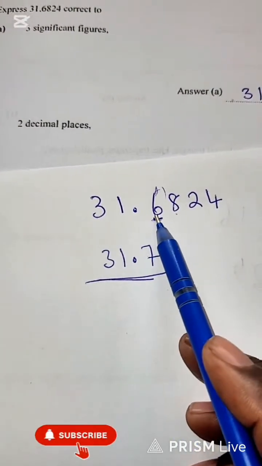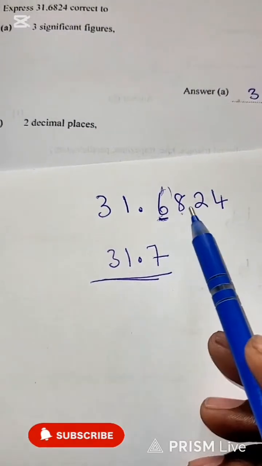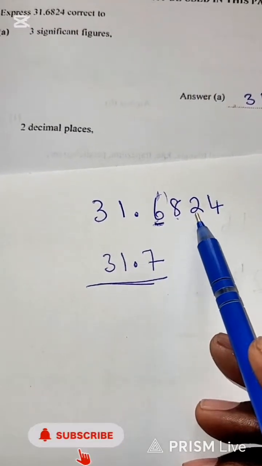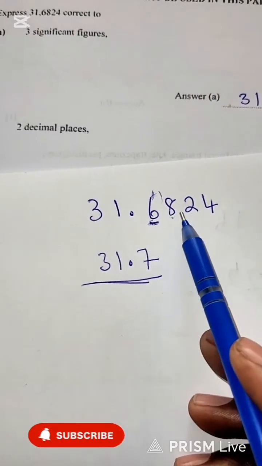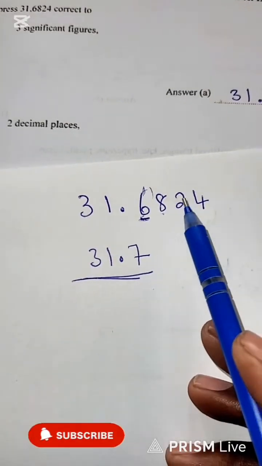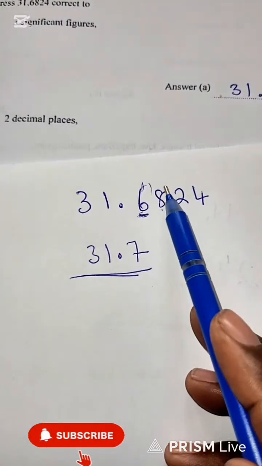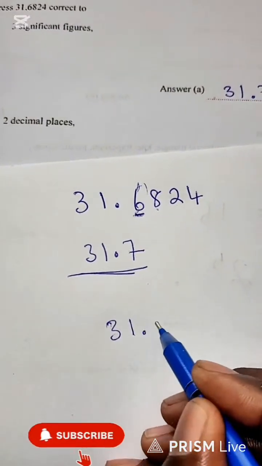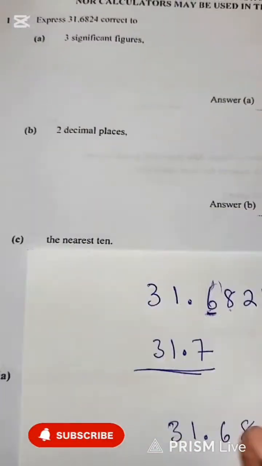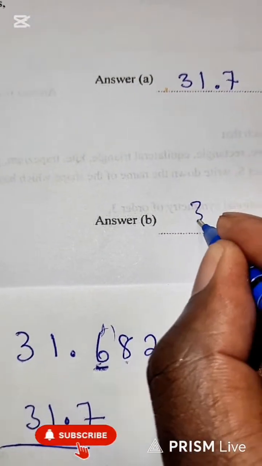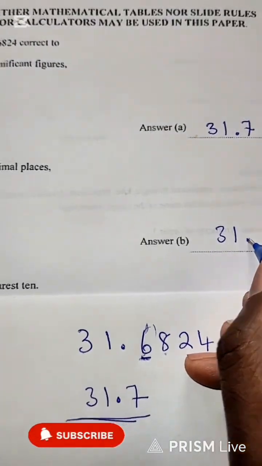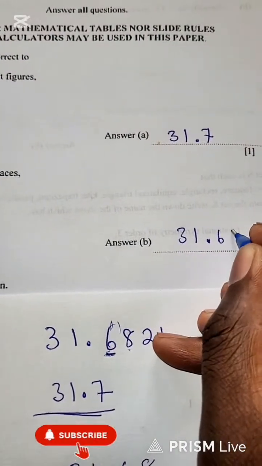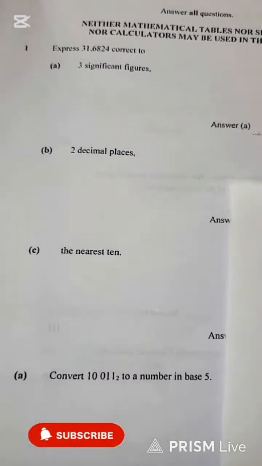Okay. So to 2 decimal places. 2 decimal places after the comma. 1, 2. So there's 2 here. We cannot add anything because it is below what? Below 5. If it was 5 and above, we could add 1 here. So it will be 31, comma 68. So the answer will be 31, comma 68.